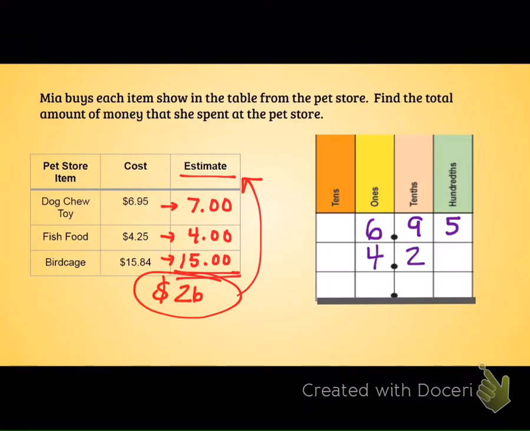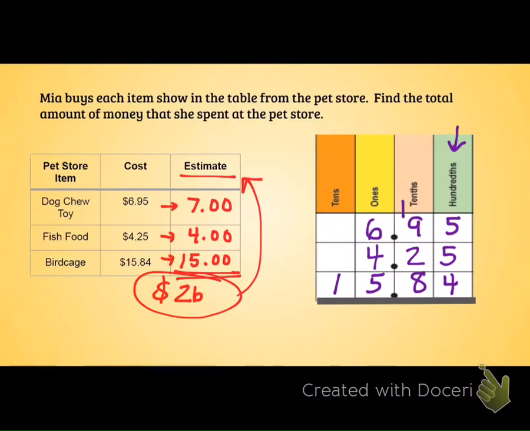$4.25. Again, anchored around the 1 and the tenths column. And the bird cage, she spent $15.84. So now we just need to total this up. Add the columns. We need to add the hundredths column. 5 plus 5 is 10, plus 4 is 14. So I put the 1, it gets in the tenths column, and I put a 4 down below.